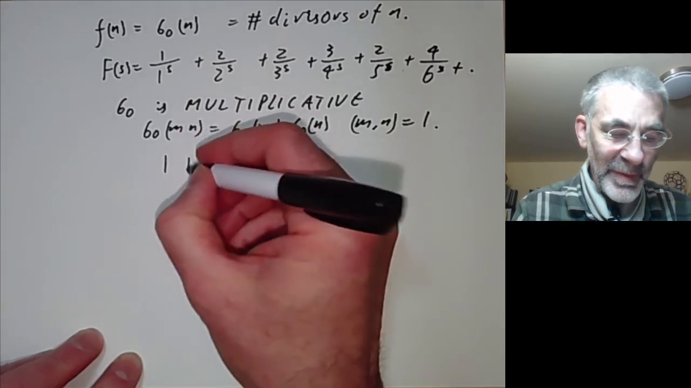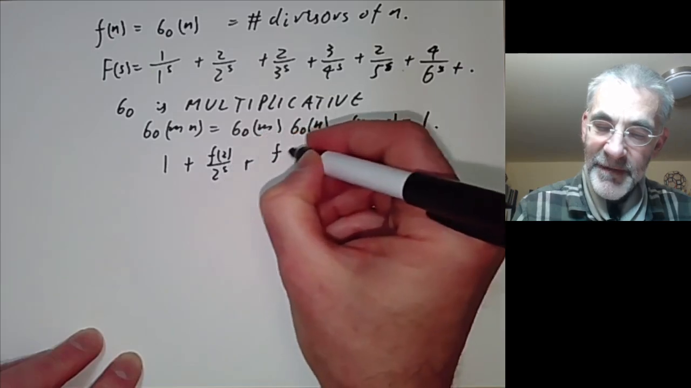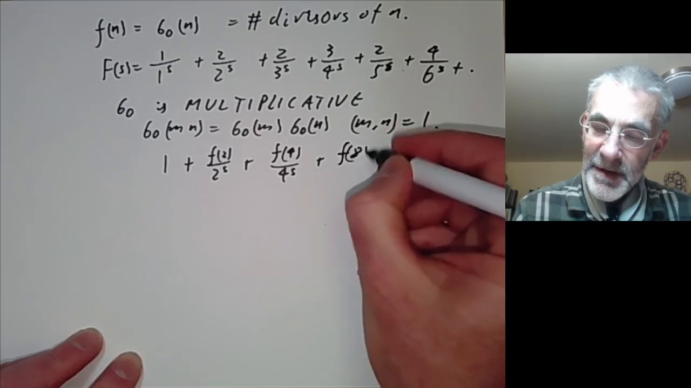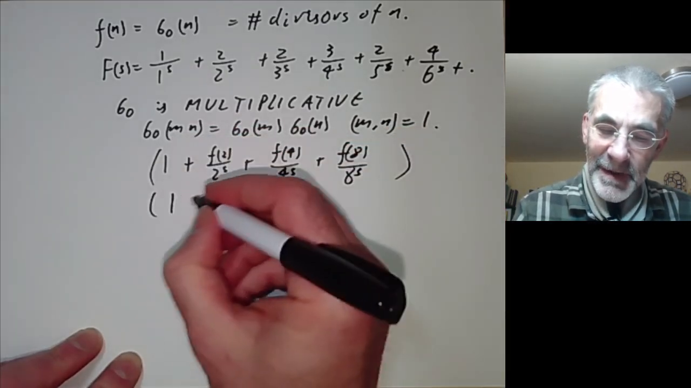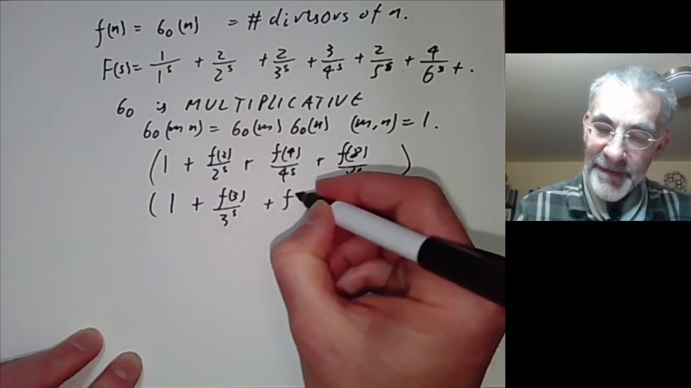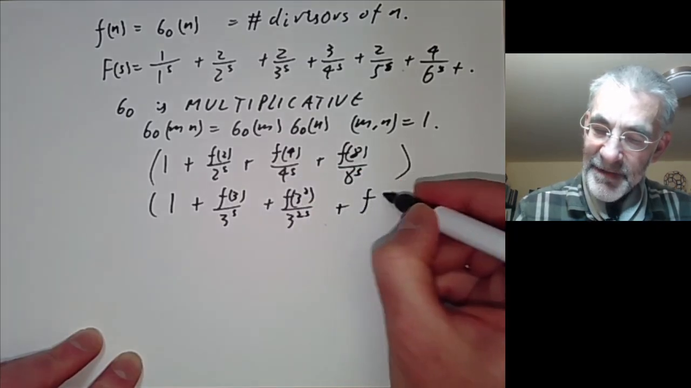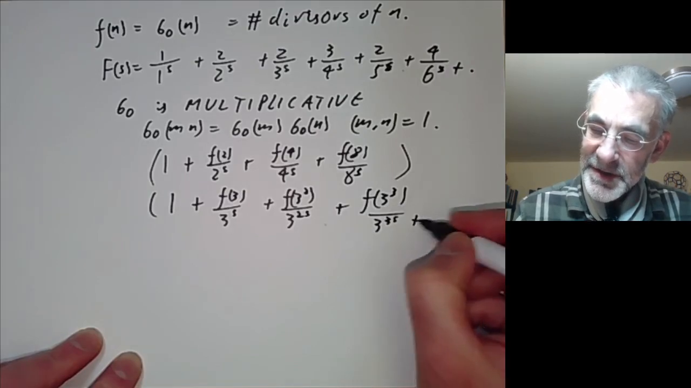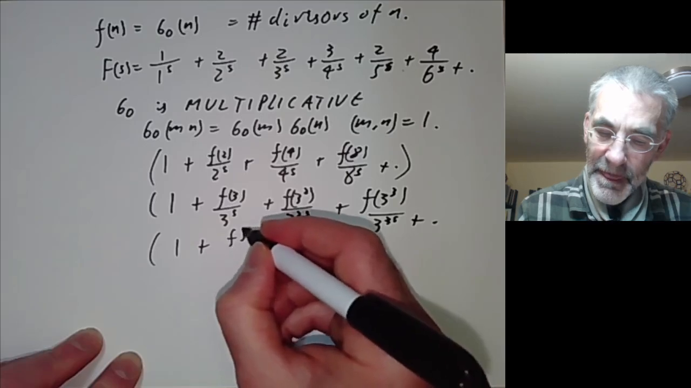So we take 1 plus f(2) over 2 to the s plus f(4) over 4 to the s plus f(8) over 8 to the s, and then we're going to multiply this by 1 plus f(3) over 3 to the s plus f(3 squared) over 3 to the 2s plus f(3 cubed) over 3 to the 3s and so on. And then we're going to do the same for all primes.